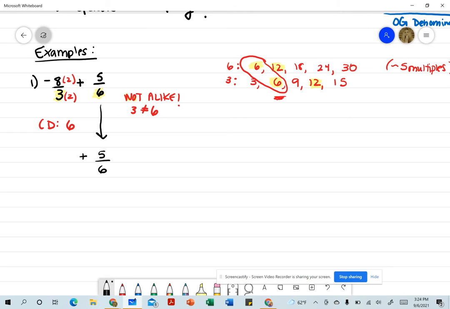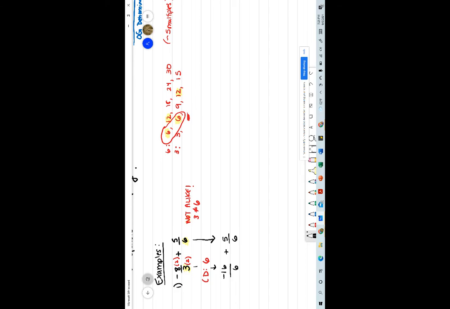Because what is 3 times 2? Well, 3 times 2, and I'm going to bring my little arrow down, becomes 6. But since I did it to the bottom, I have to do it to the top. So what's -8 times 2? -16. So that's all step 2. You have to find a common denominator and then make your fractions with the common denominator.